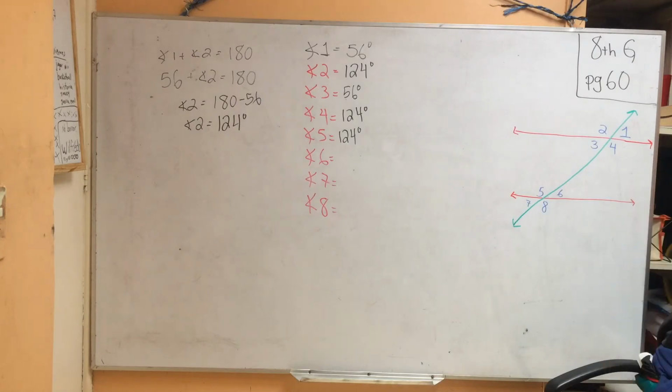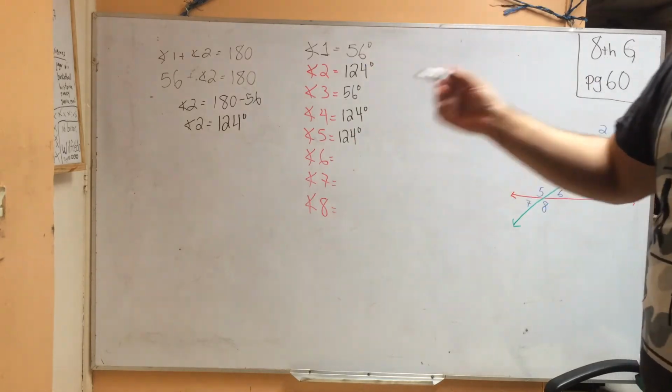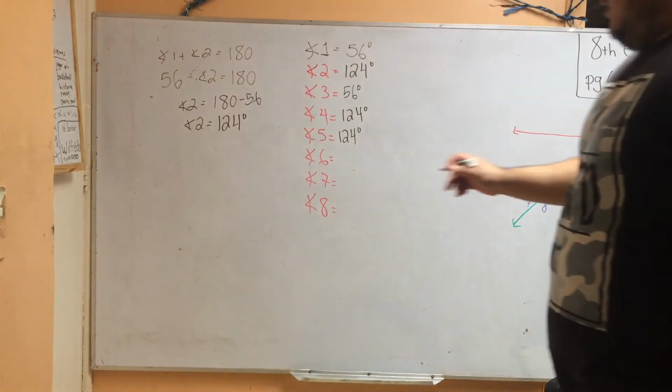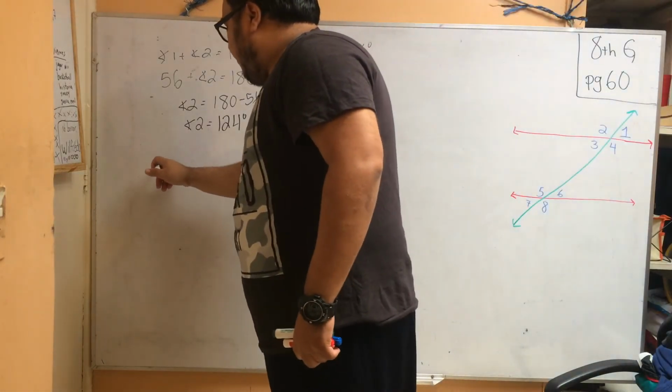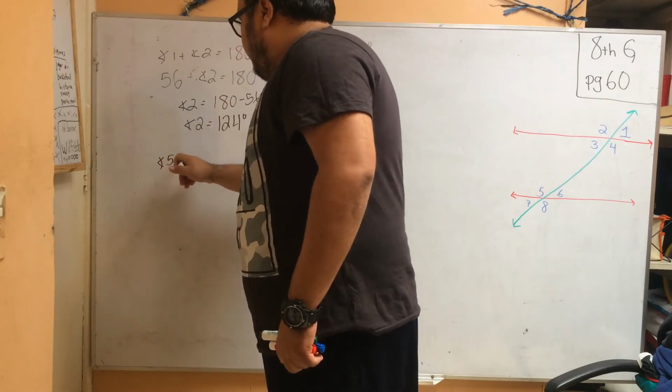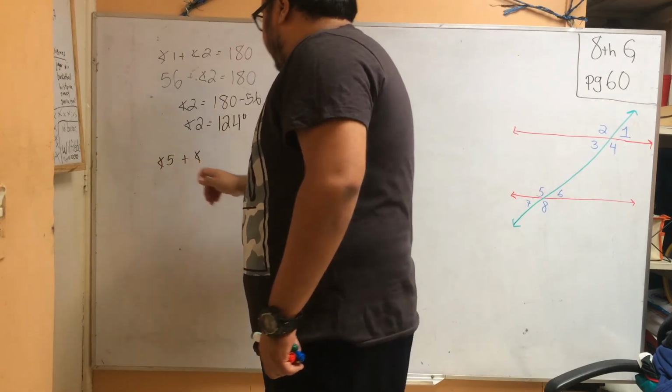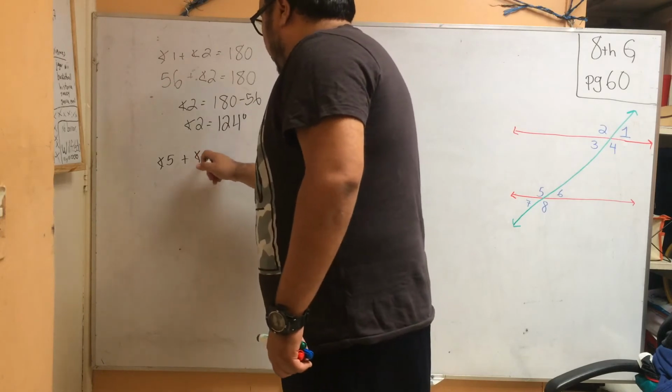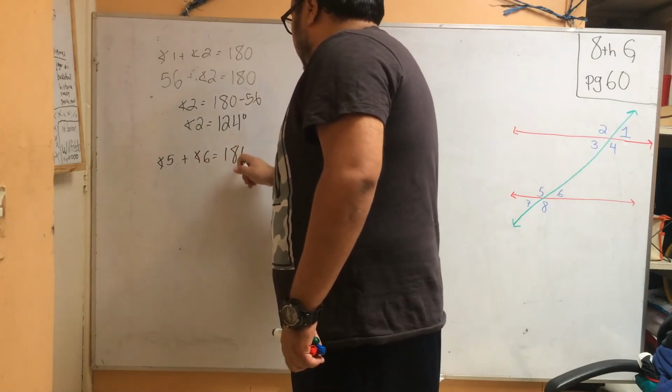Now if we know that this angle is 124, angle 6 is going to be what? By definition, it's a supplementary angle. So we will need to do the same operation we already have here, but looking for the other angle. Let's do it as an equation just so that it's more clear. If we have angle number 5 and angle number 6, they both have to add up to 180.